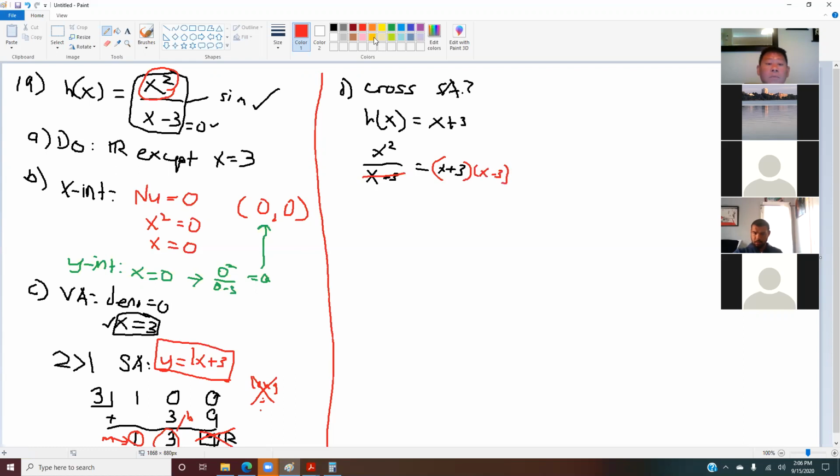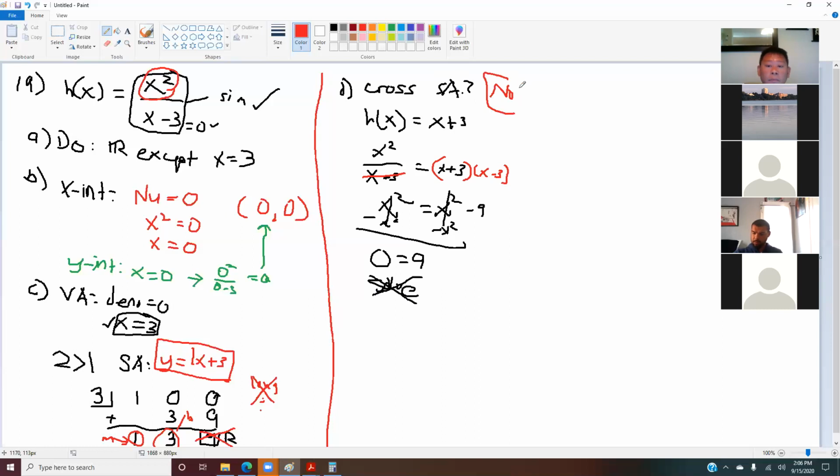So this cancels out. What we're left with in this case is x squared equals x plus 3 times x minus 3. You have to FOIL this out. This will get x squared minus 9, because the middle term will cancel. And then you subtract x squared on both sides, and you find out that you only get 0 equals negative 9. This is not solvable. The reason why is there's no x. You cannot solve this. So in this case, does it cross the slant asymptote? The answer will be no. That means that this graph will never cross y equals x plus 3.